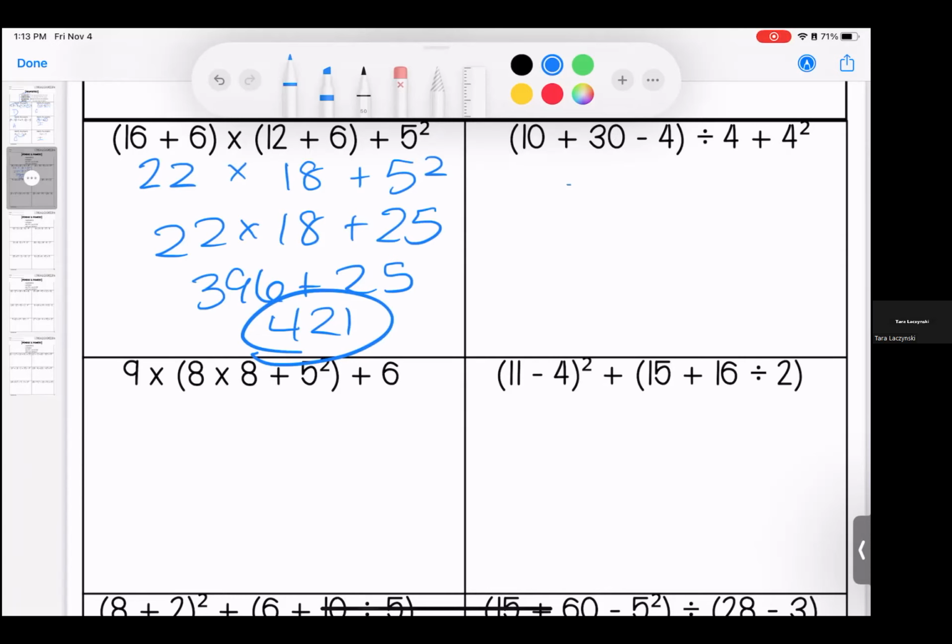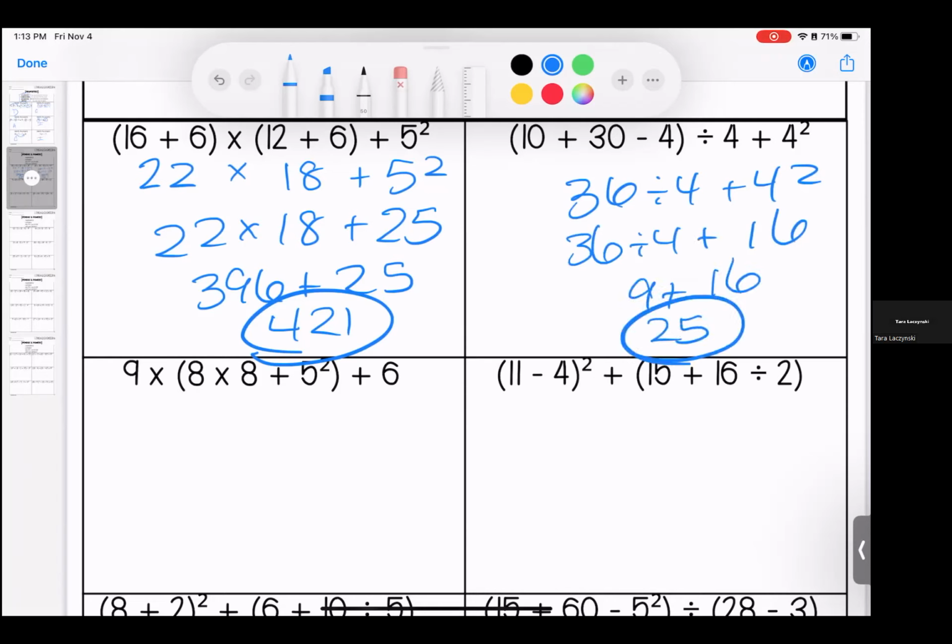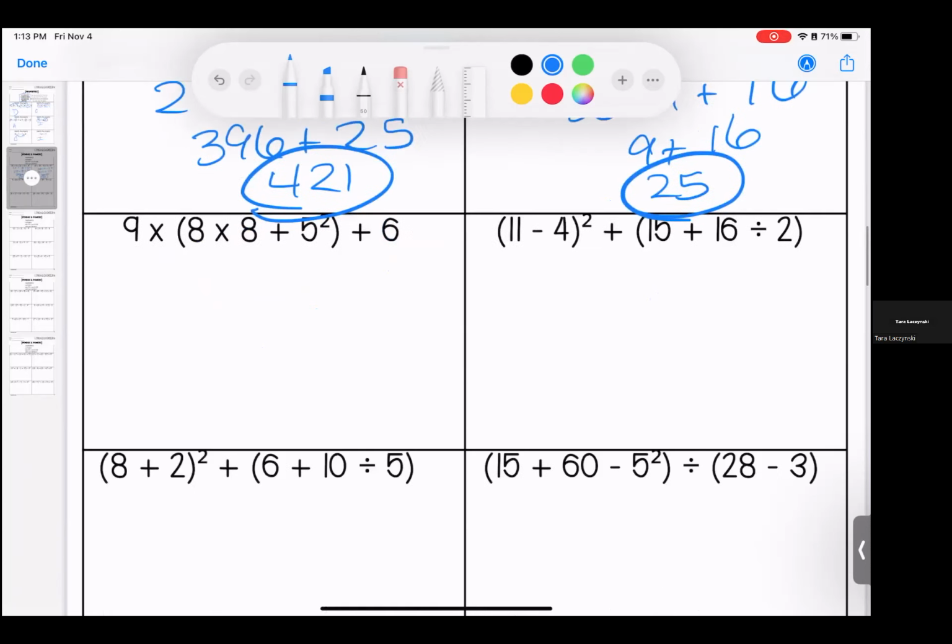Coming over here, 10 plus 30 is 40. 40 take away 4 is 36. At that point, we can drop our parentheses. 4 squared is 16. 36 divided by 4 is 9. 9 plus 16 leaves us with 25.